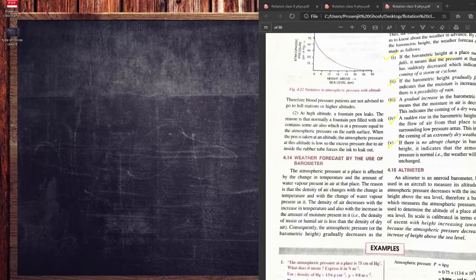So that is all about the barometer, the pressure of fluid, the pressure of air, and the weather forecast, and how that is related to the barometer and the pressure of air. These all things are very important.